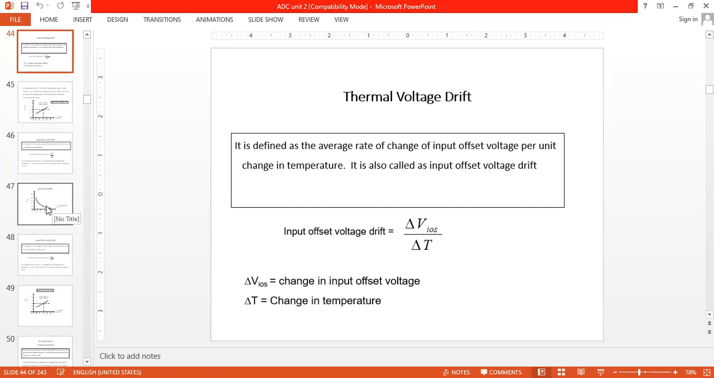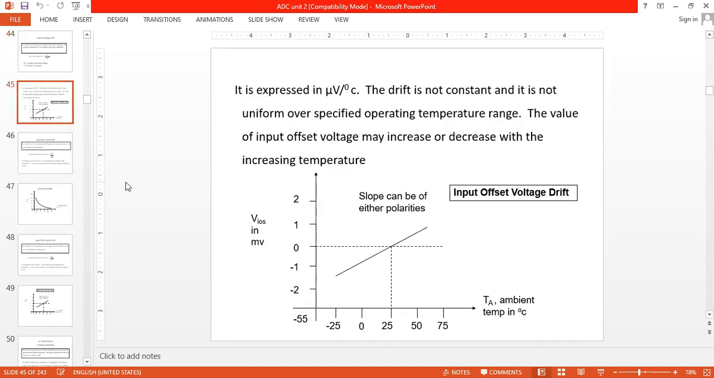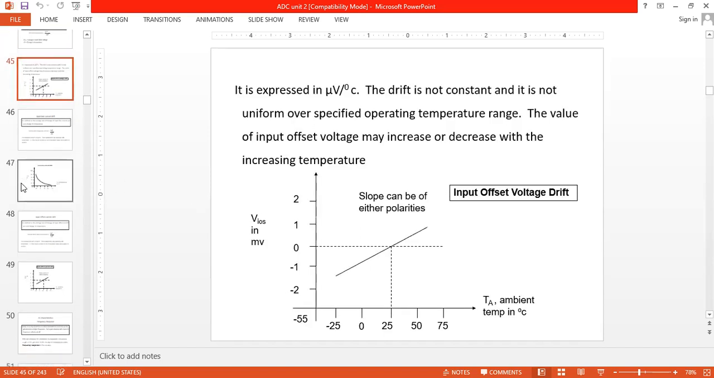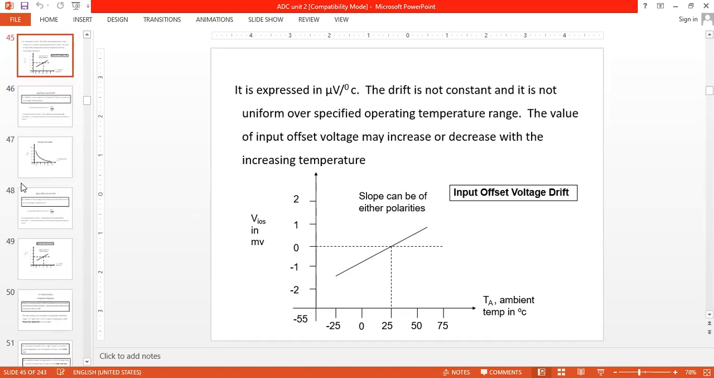The first one is input offset voltage drift. That is defined as the average rate of change of input offset voltage per unit change in the temperature. It is also called input offset voltage drift. That is del VIOS divided by del T. It is expressed as the microvolt change with respect to a single degree.